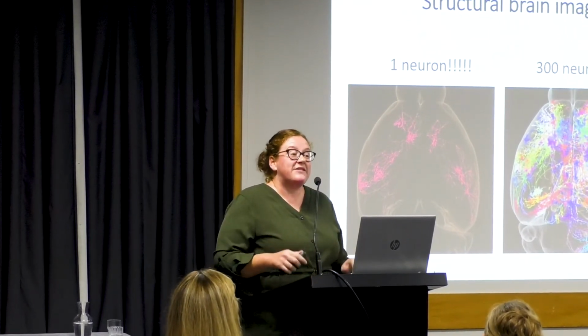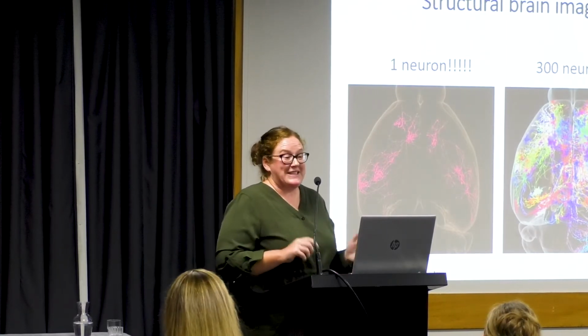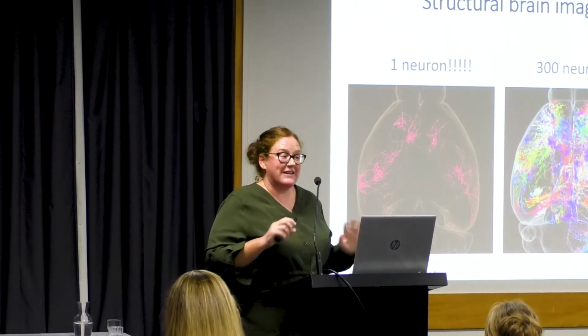For the mouse brain, there are 70 million neurons. So you can imagine that if they did that for every single one, this would be a complete mess.